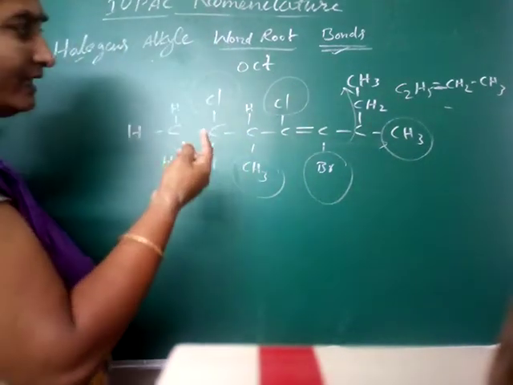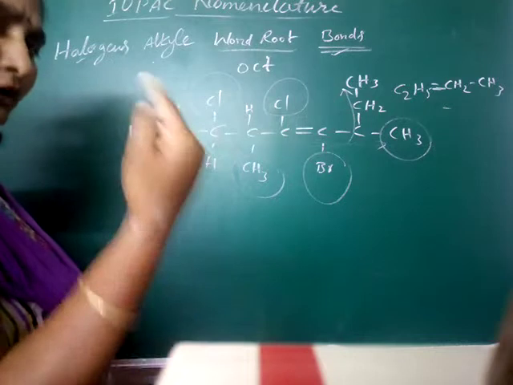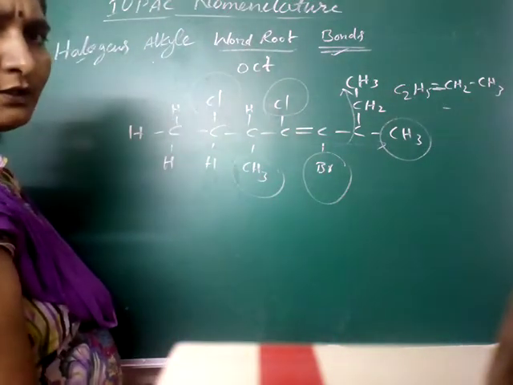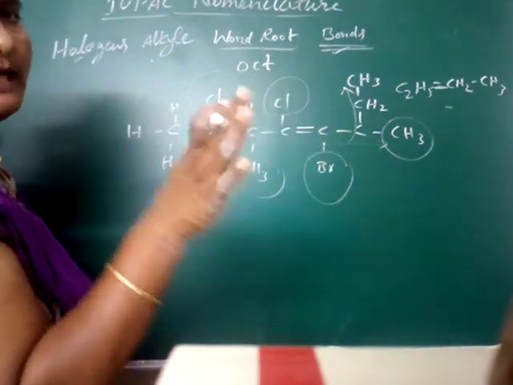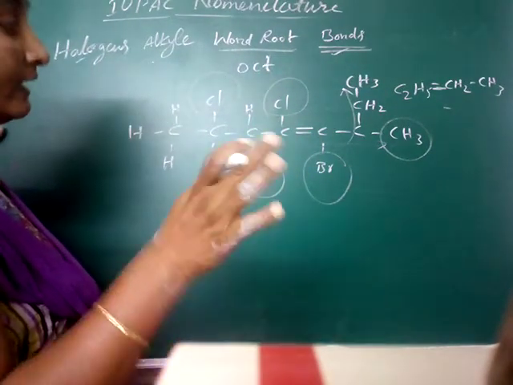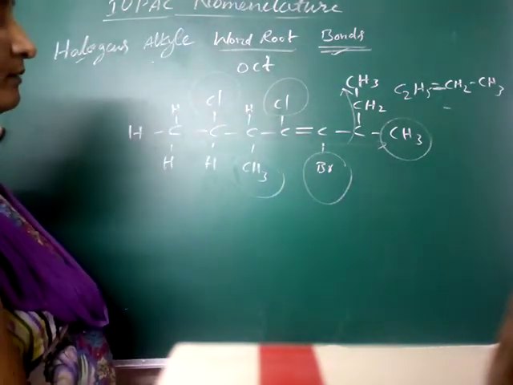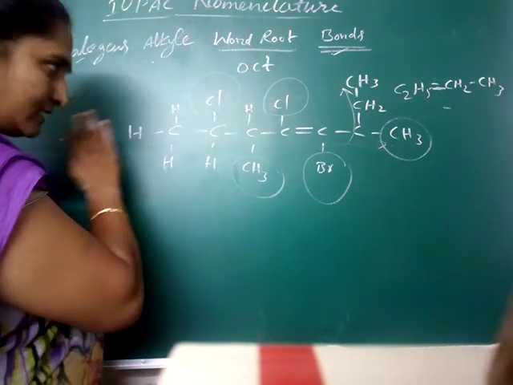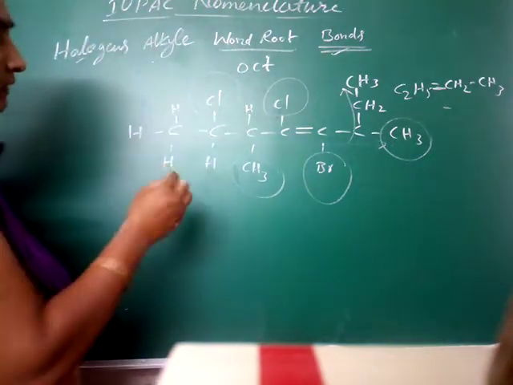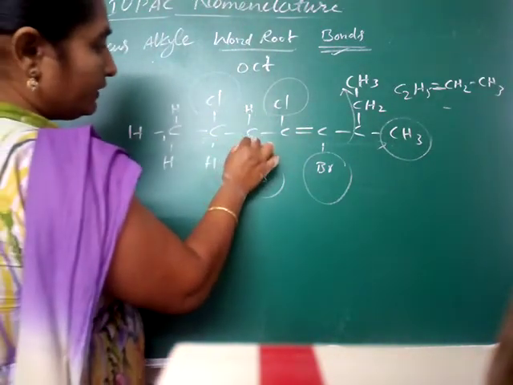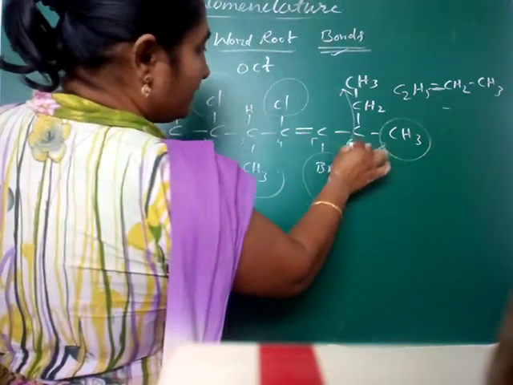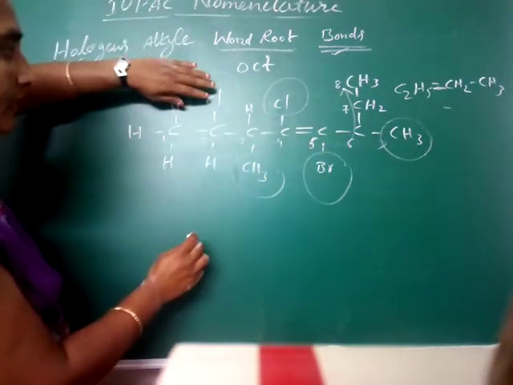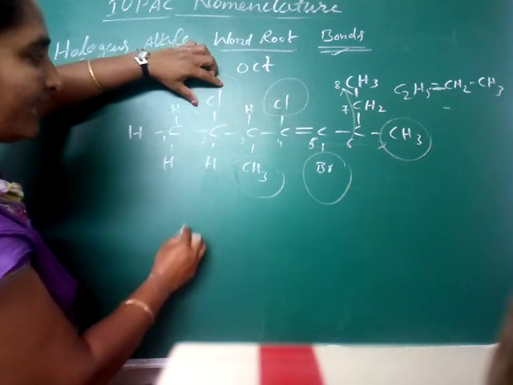Maybe here there may be 1 branch, or 2 branches, or 3 branches. That depends upon the paper. No problem. Don't confuse here. Now you give the numbering to those branches. First you give from here only. Suppose 1, 2, 3, 4, 5, 6, 7, 8. First write on which carbons these branches are present.